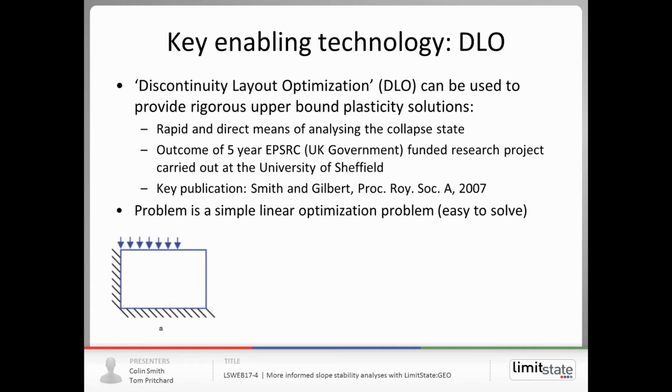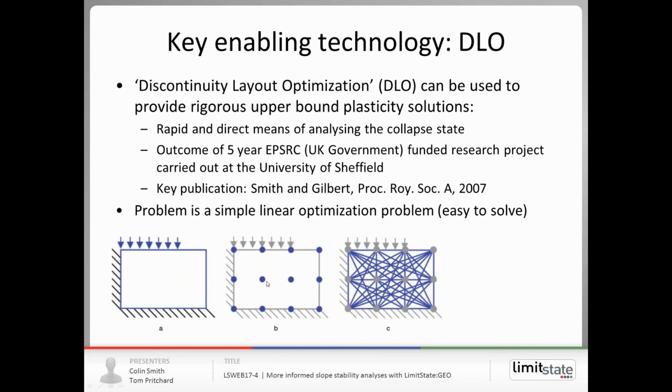So here we have a very simple problem. Essentially we've got a rectangular block of soil with fixed boundaries to the left and to the base, and a surface load over part of it. In this method, what we do is, instead of using elements like a finite element approach, we populate the domain with nodes. So here I've just put in 12 nodes. And then what we do is we connect every node to every other node with a hypothetical slip line. So here we've got 12 nodes. The number of hypothetical slip lines is 12 times 11 over 2, so there's 66 possible slip lines.